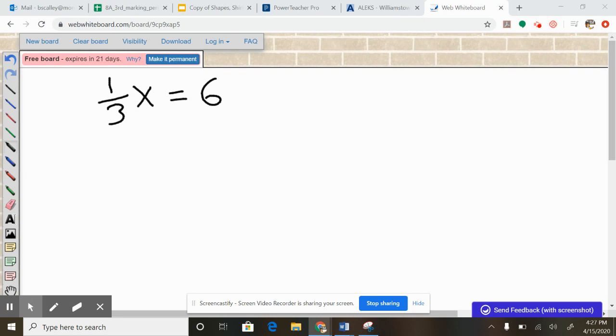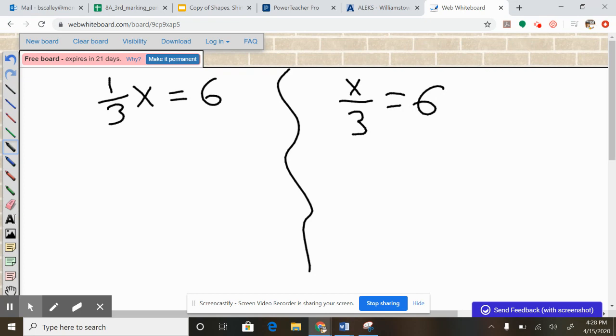And right now, this equation, 1/3 of x equals 6. That means 1/3 of something is 6. By the way, this right here, x over 3 equals 6. These are the exact same equations.